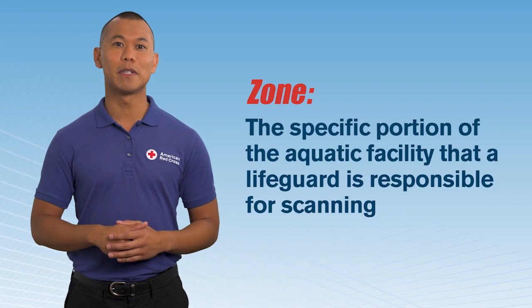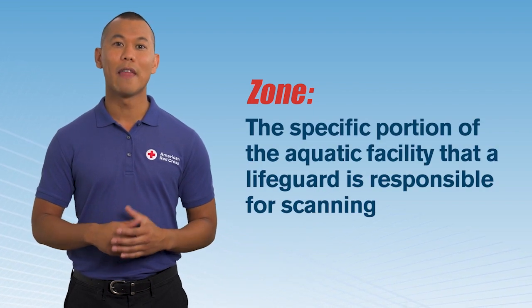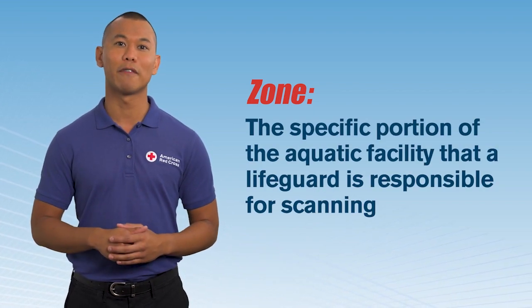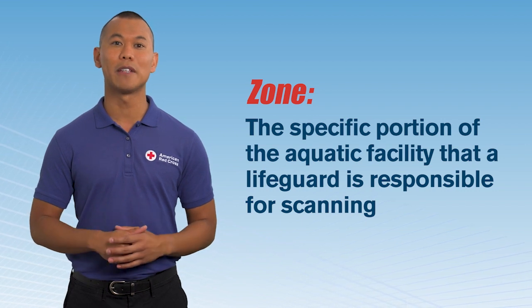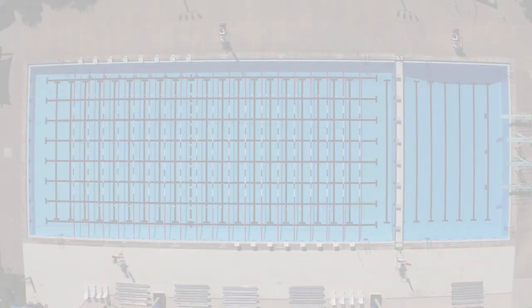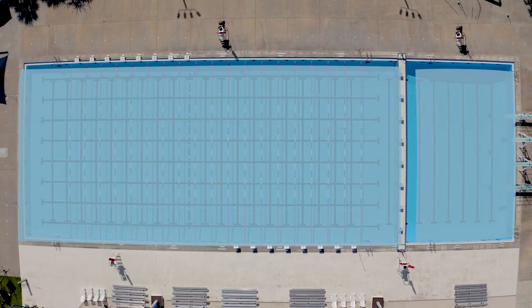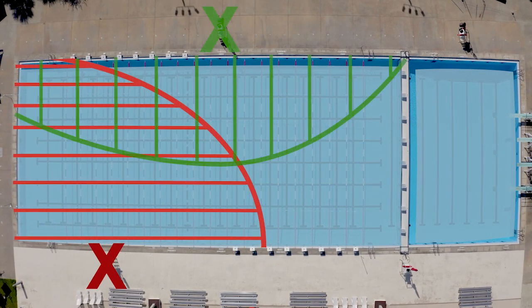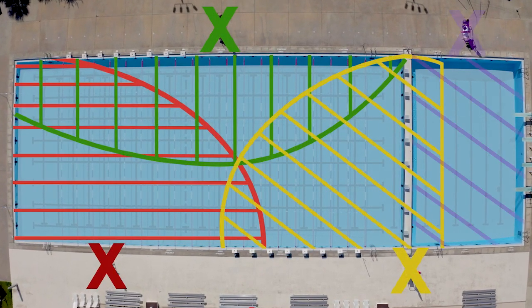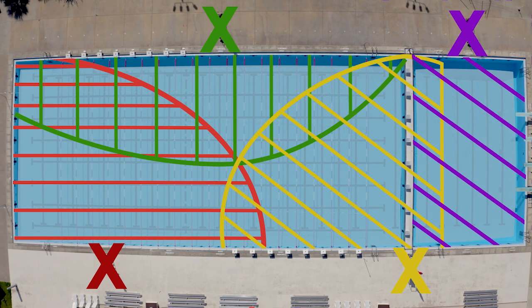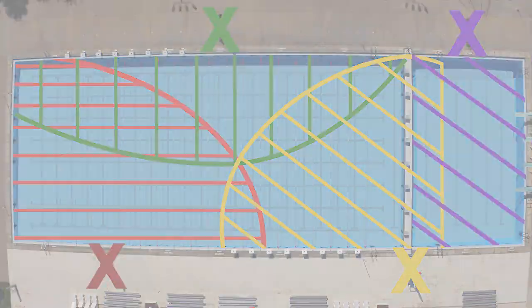A zone is a specific portion of the aquatic facility that a lifeguard is responsible for scanning from their lifeguard station while they are on surveillance duty. The zone includes the water, the deck or shoreline, and any structures within the boundaries of the zone. Zones must be set up so the lifeguard can clearly see all parts of the zone and quickly respond in an emergency.